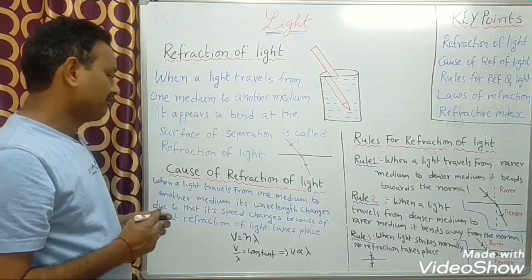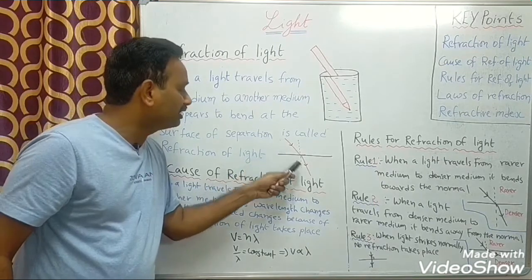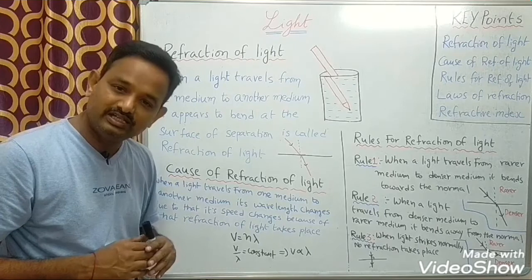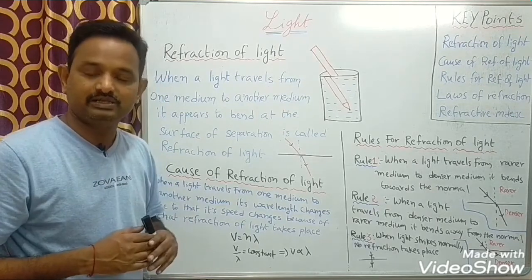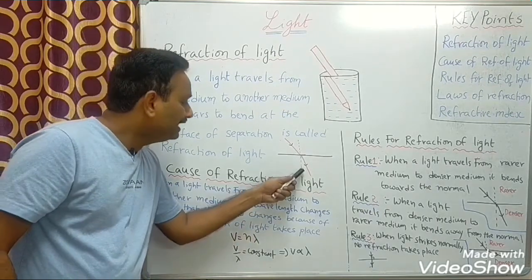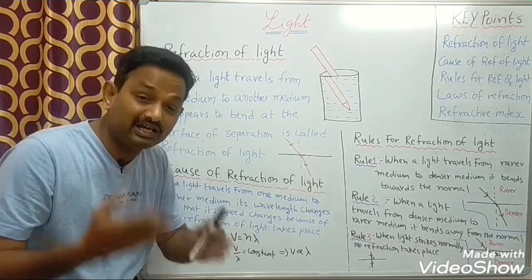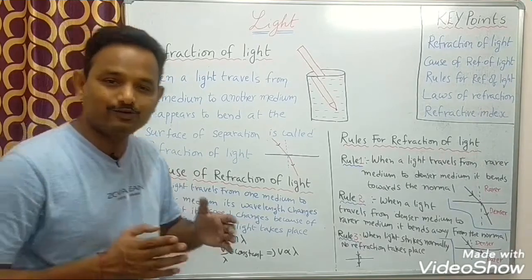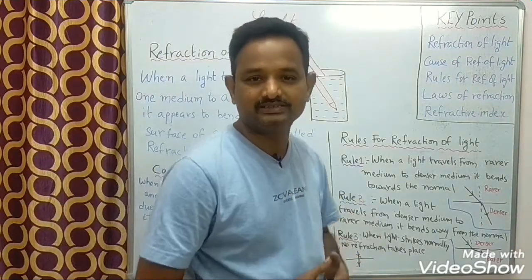So here, when light travels from one medium to another medium, its wavelength changes. Due to that, its speed changes. Because of that, bending takes place. That bending of light only we call refraction of light. Now, rules for refraction of light.